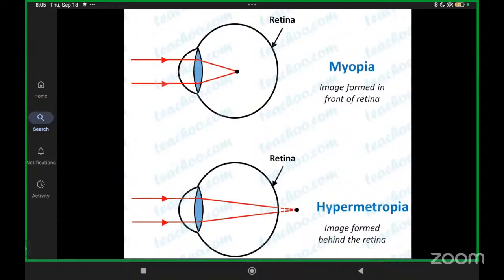Right, please draw these two diagrams for myopia and hyperopia.